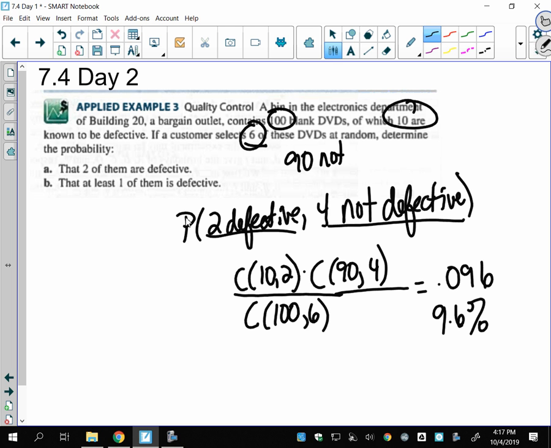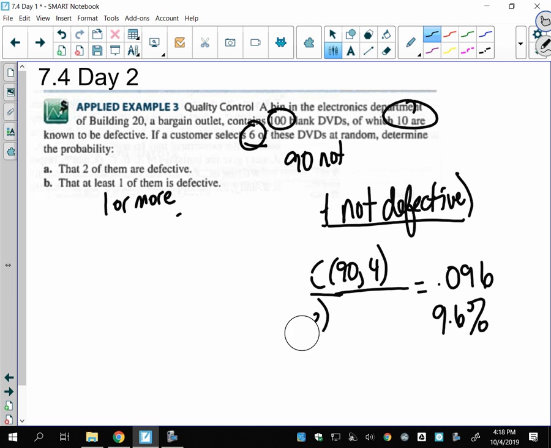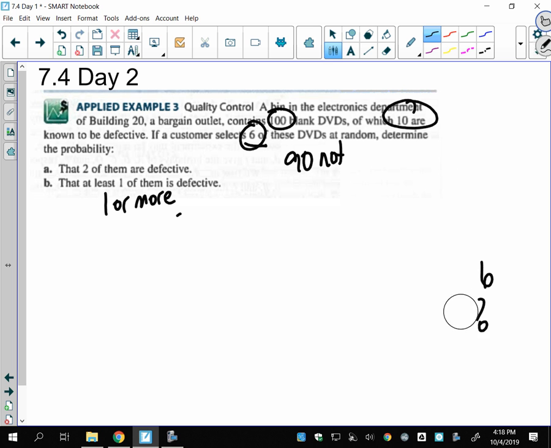But look at part B. When it says at least one of them is defective, whew, that could be a lot, right? At least one means 1 or more. So that could be 1 or 2 or 3 or 4 or 5 or 6. But could you think of a way that we could do this that would be less work than doing all of those options? Remember, the probability adds up to 1. So what if we do the probability of only 1 or none being defective?